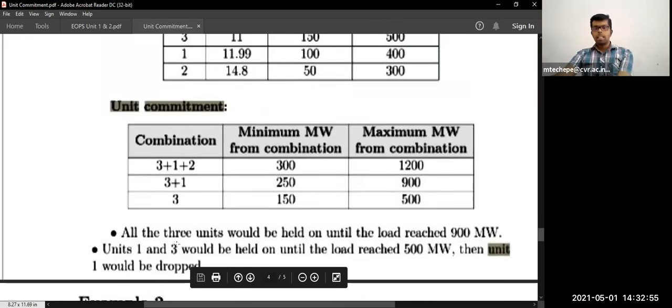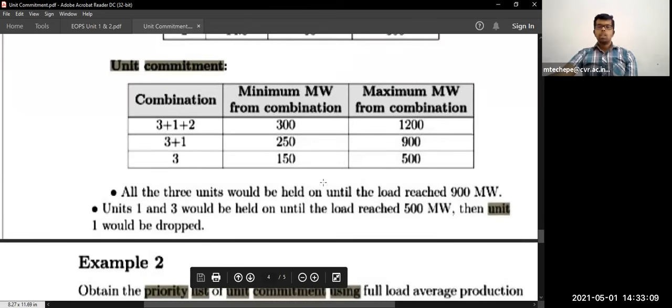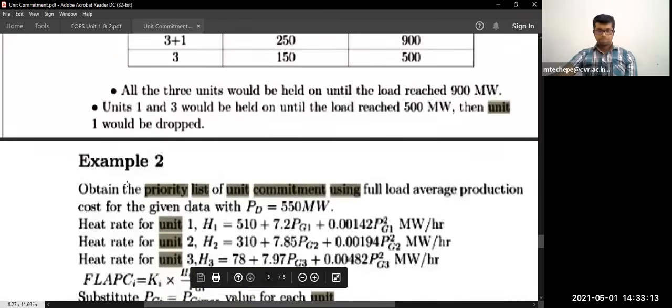That is, all the three generating units would be held on until the load reached 900 megawatt. Unit 1 and 3 would be held on until the load reached 500 megawatt. Then unit 1 would be dropped. Unit 1 will be dropped here.